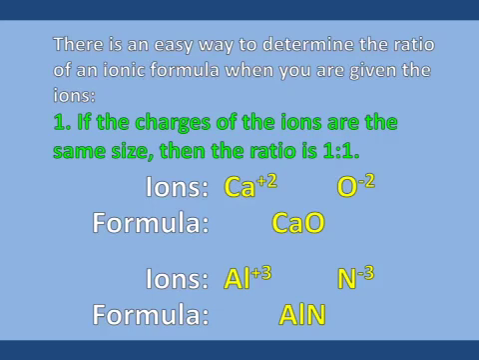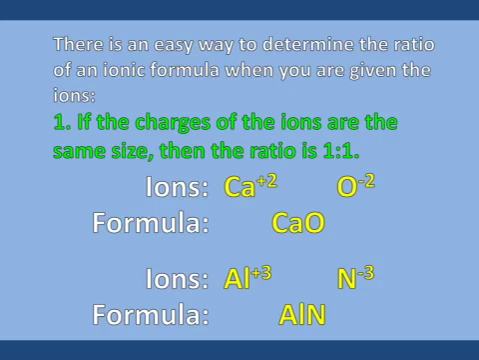Let's look at another example. Here is aluminum nitride. Aluminum has 3 electrons it wants to give away. Nitrogen has 3 electrons that it wants to receive. So notice how we have +3 and -3. It means that this guy is giving away all of the electrons that this guy needs. So we don't need any more of him or him.